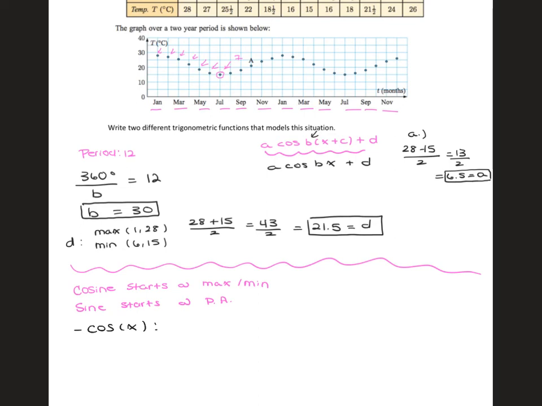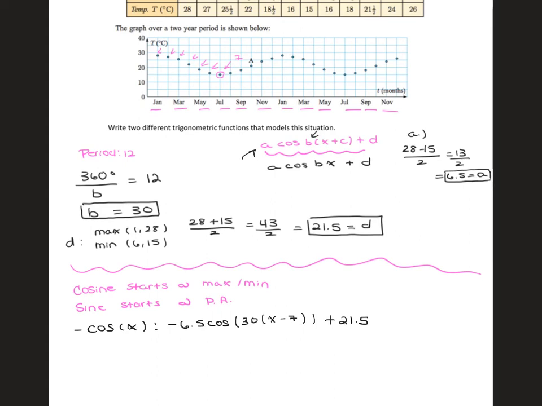Now I'm going to go ahead and plug in my A and D and B value. So I get negative 6.5 cosine of, now again, we're using the general equation in pink here, so let's just use another parentheses, 30 times (x minus 7), plus 21.5. Okay, that is the general equation that will model this data in cosine form.